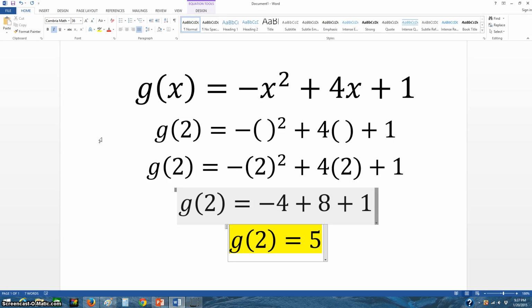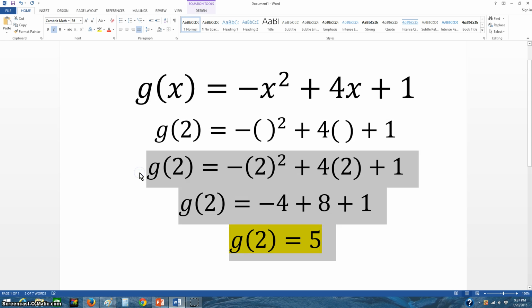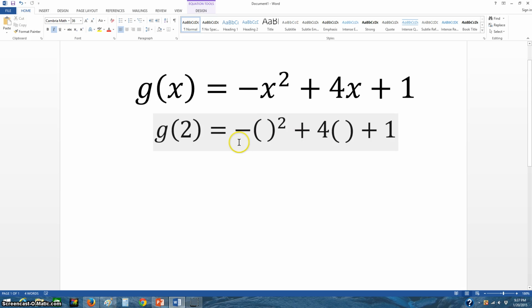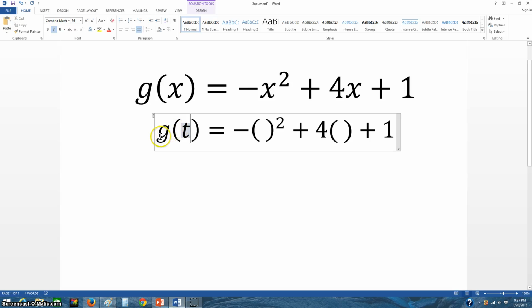Now the B part is very different because it's not actually a number anymore. It's actually a letter. So I'm going to erase this right quick. Again, I'm going to use the same function, so I'll keep this the same and leave a space wherever I see an x, because for the B part, it's telling me to plug in a letter t. So this time I'm not plugging in a number, I'm plugging in a letter. So let's go ahead and do that.